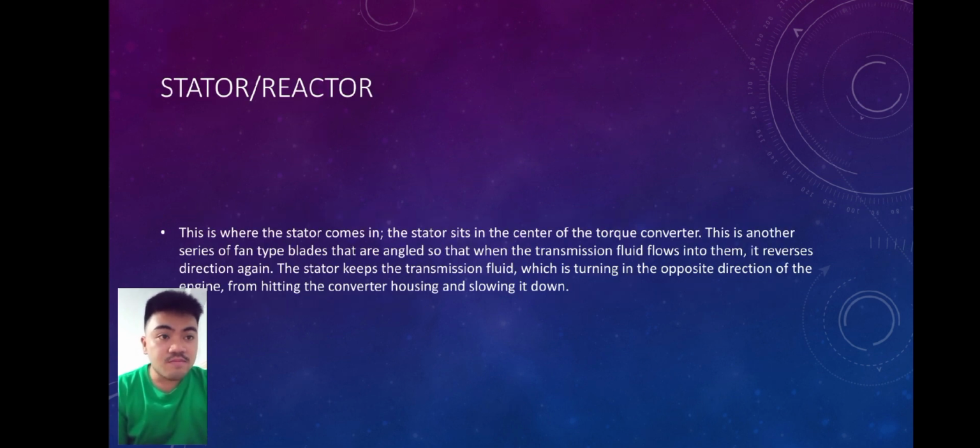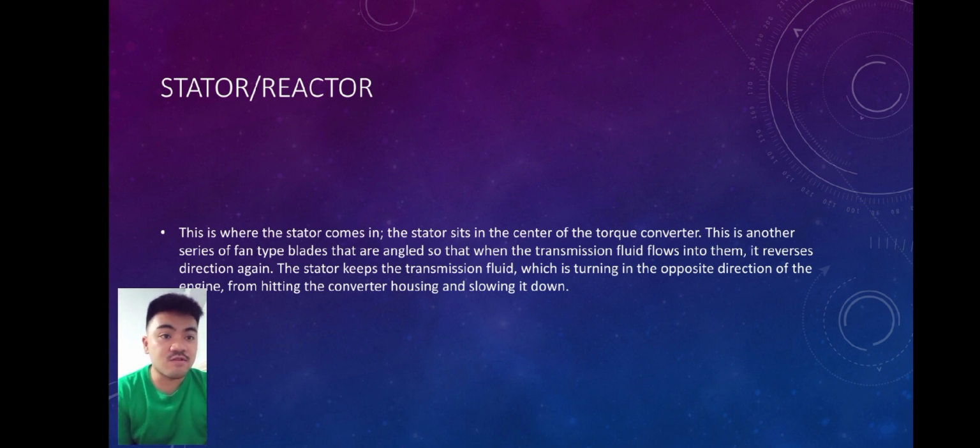Stator or reactor. This is where the stator comes in. The stator sits in the center of the torque converter. This is another series of fan-type blades that are angled so that when the transmission fluid flows into them, it reverses direction again. The stator keeps the transmission fluid, which is turning in the opposite direction of the engine, from hitting the converter housing and slowing it down.